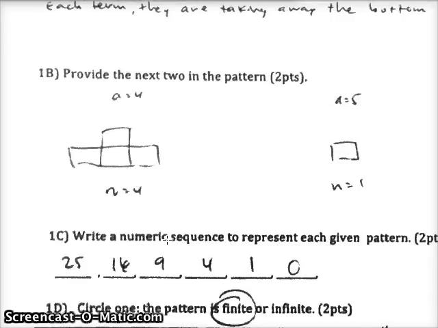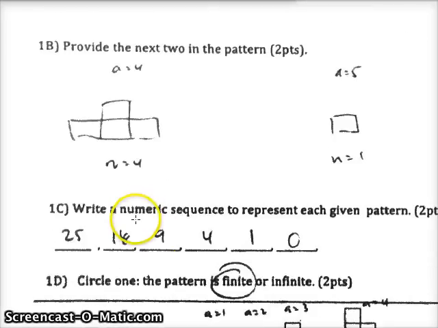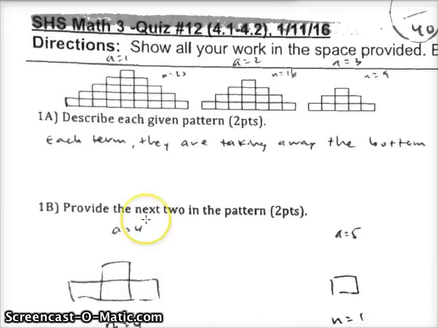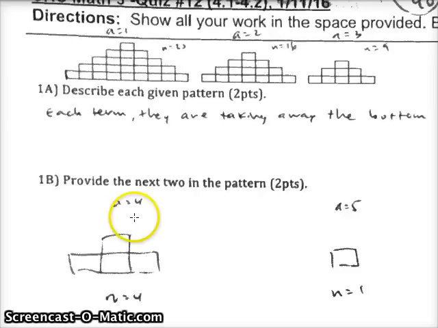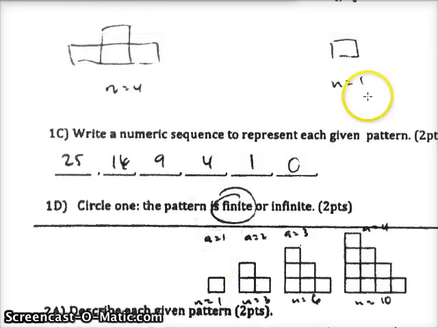Write a numeric sequence. Numeric means a number sequence to represent each given pattern. So I just count up all the boxes here. That's 25, 16. This one is 9. This one becomes 4, and that one becomes 1. Now notice how I have an extra blank here, which means that if I remove that row, there would be no more left, so that would be 0.